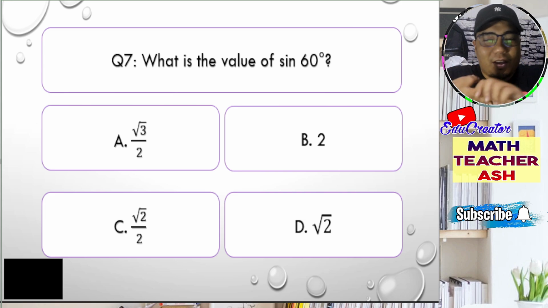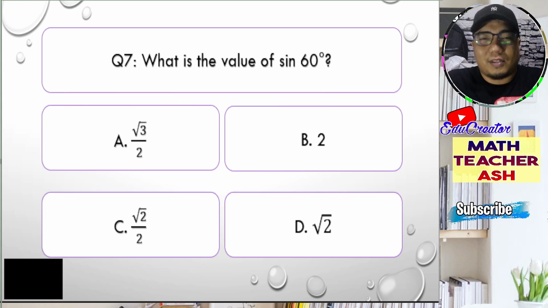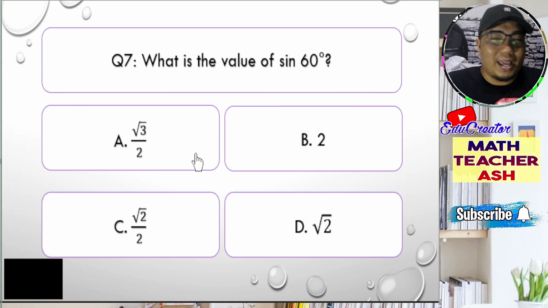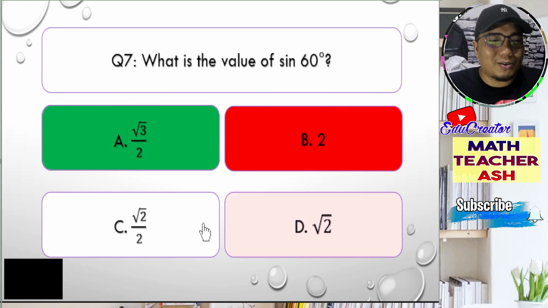So we have 3 fingers. So therefore, that is square root of 3 over 2. So letter A. Let's check whether we are correct. All right, we're correct, my dear math learners.